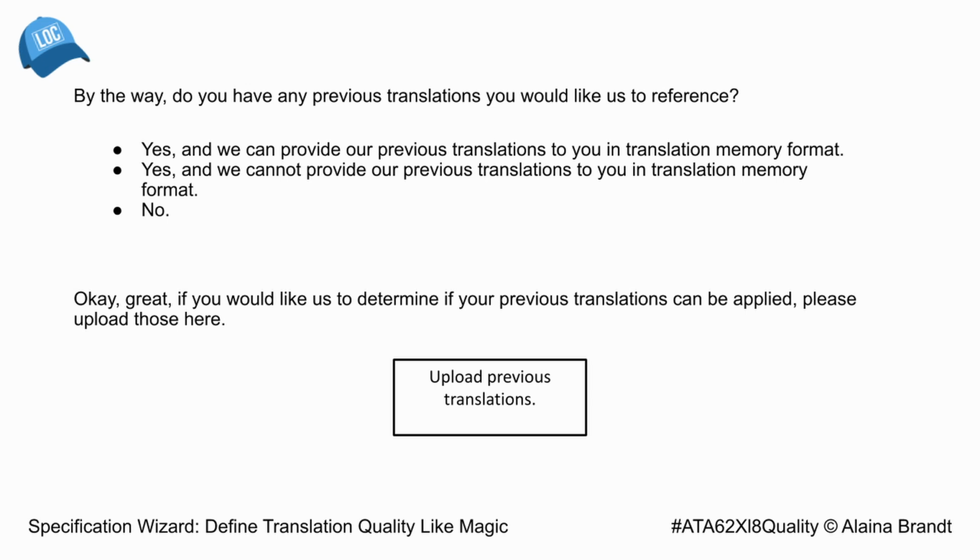Okay. By the way, do you have any previous translations that you'd like us to incorporate in this? And do you have previous translations that you can give us in translation memory format? Previous translations that you can give us in some other kind of format? Do we need to potentially do alignment on previous translation content? Or do you not have content? They can upload their previous translations, and even some sort of a corpus analysis could happen on the document that's uploaded to see the quality of that too, and if it can be applied.